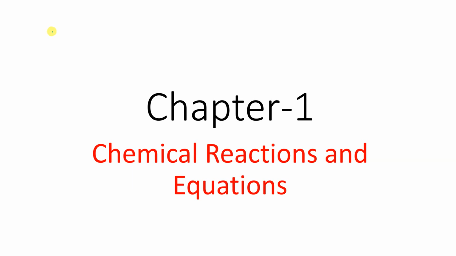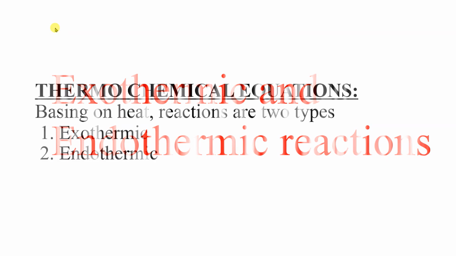Today we are going to discuss chemistry chapter number 1 from the NCERT textbook of 10th class. The name of the chapter is chemical reactions and equations. In this chapter we are going to discuss a particular subtopic called exothermic and endothermic reactions.